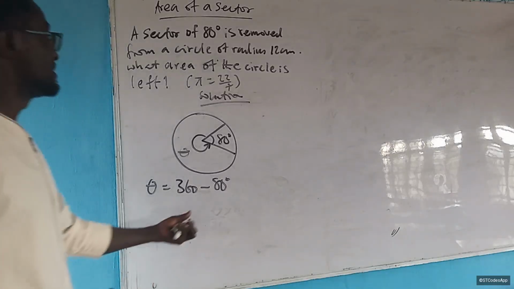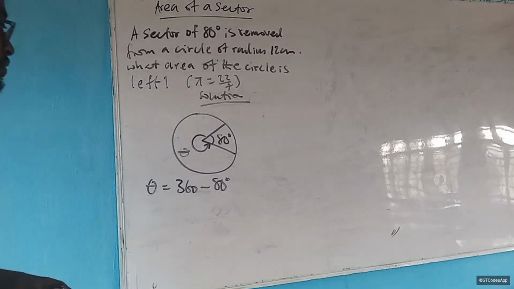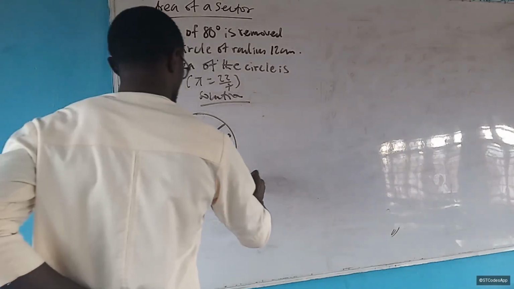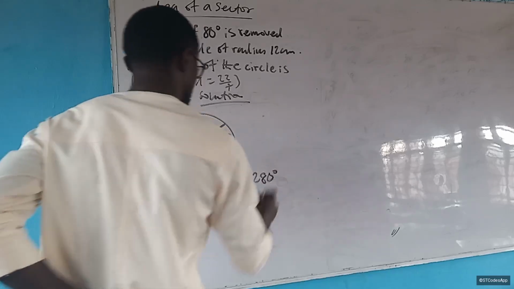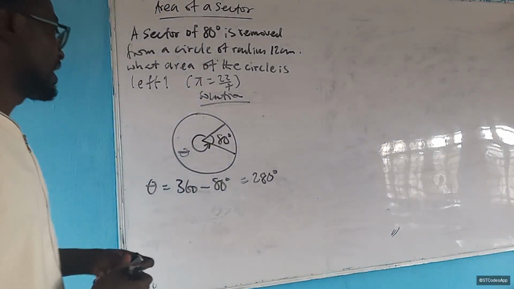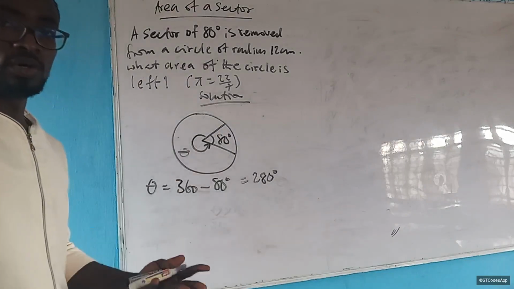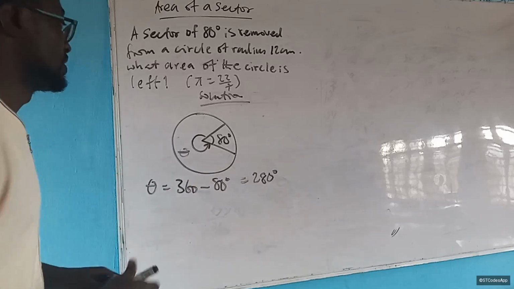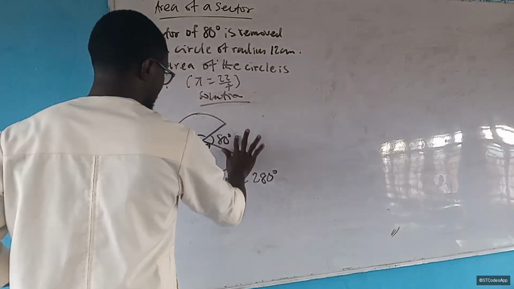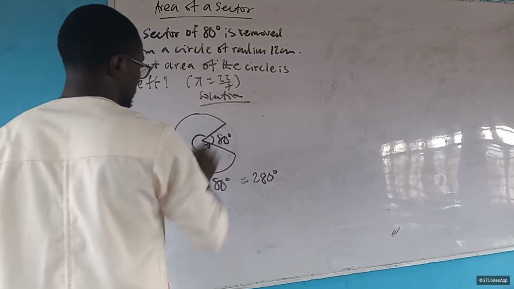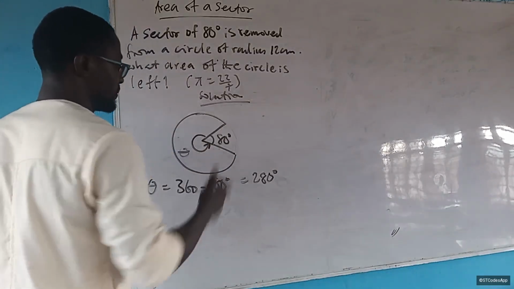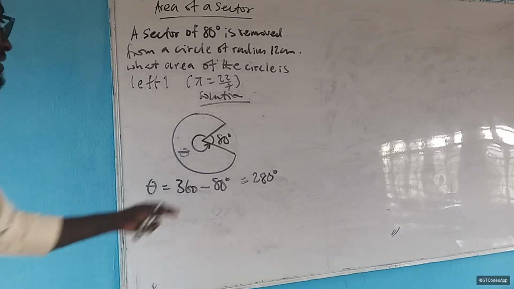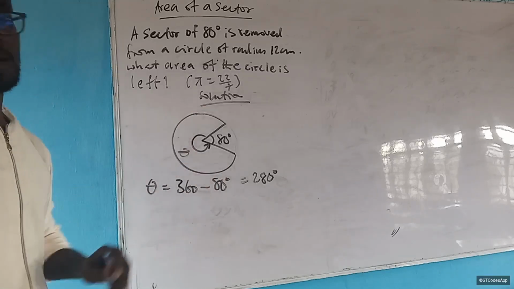So if you subtract this 80 degrees from this 360, we'll be left with what? 280 degrees. So that will be the angle of the major sector, and that is what we are told to find the area of. That means that we are taking off this part. This part is not part of what you are considering. So what you are considering is this inner part, so we find the area of this inner part.